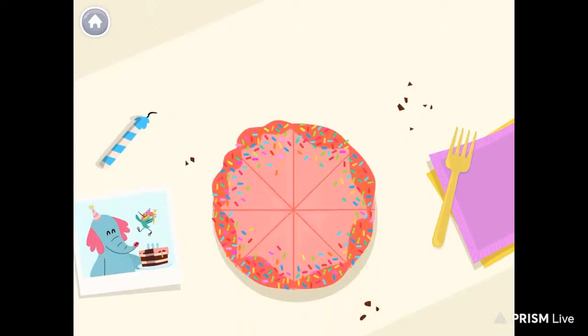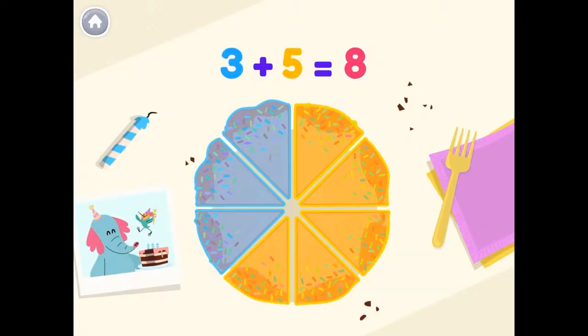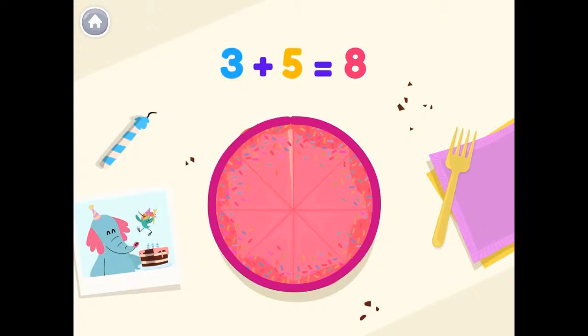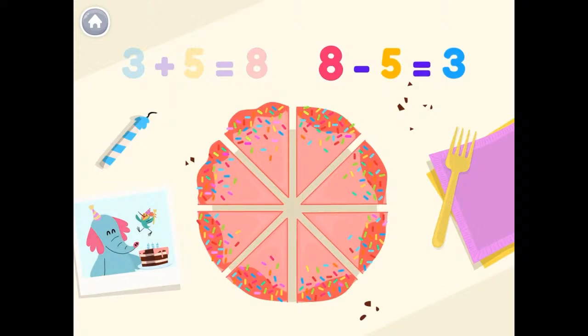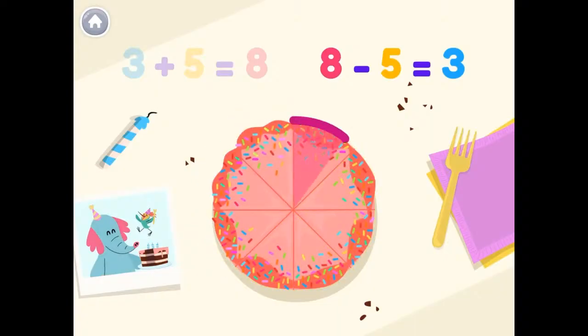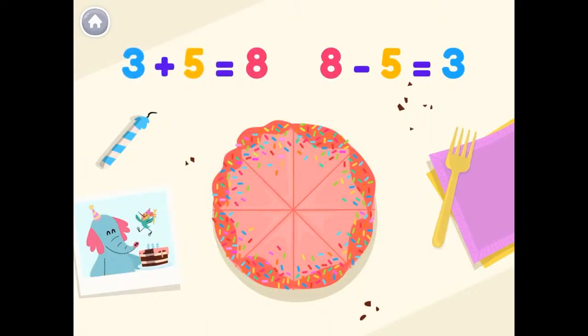It's Olo's birthday! I'm going to show our friends another way to think about equations. Here's an addition problem. 3 plus 5 equals 8. 3 and 5 are parts of a whole, and 8 represents the whole. Here's a subtraction problem. 8 minus 5 equals 3. 3 and 5 are still parts of the whole, and 8 represents the whole. Woohoo! The same big cake can be used for both the addition and subtraction equations.